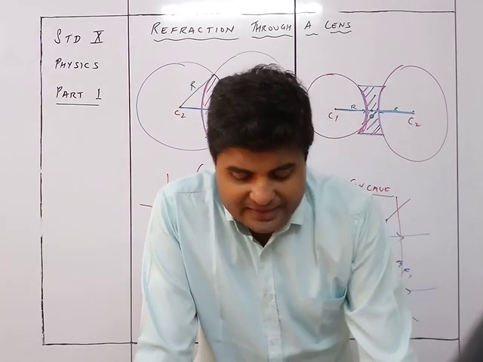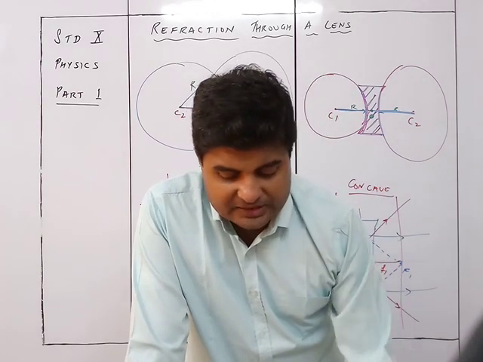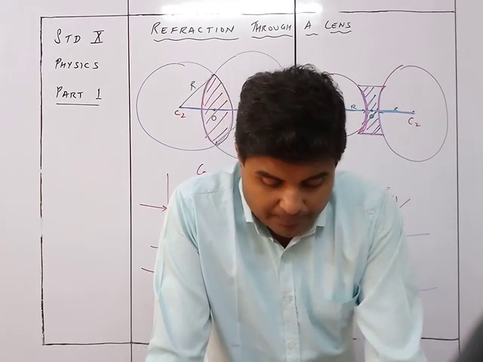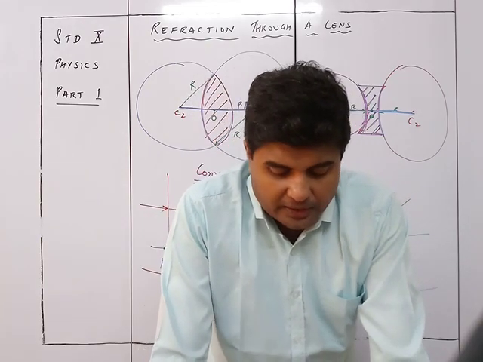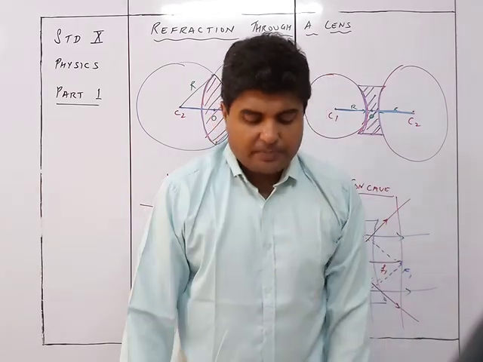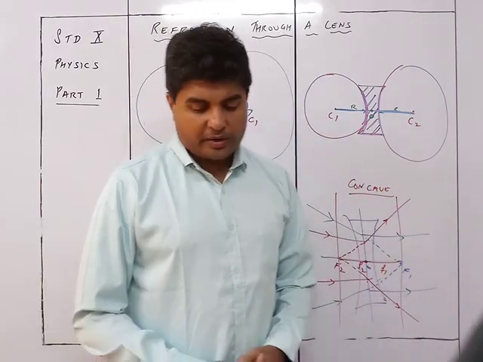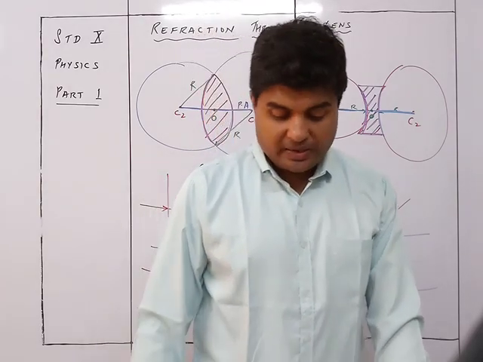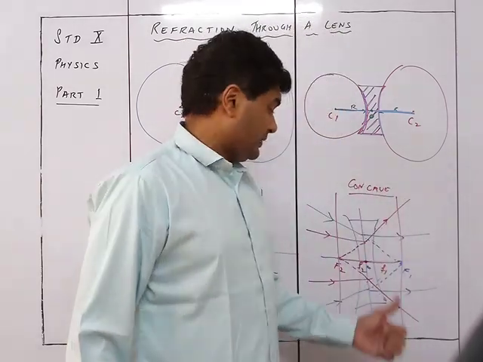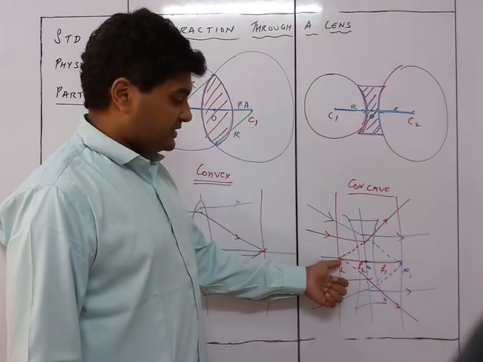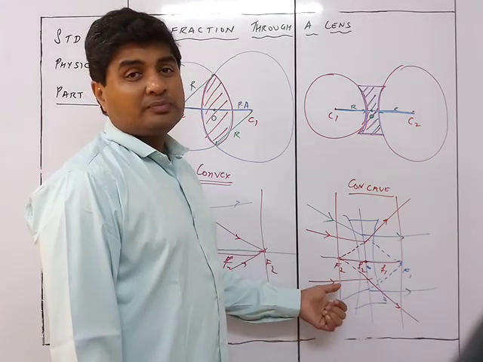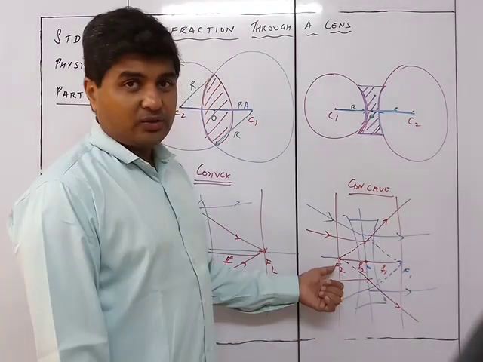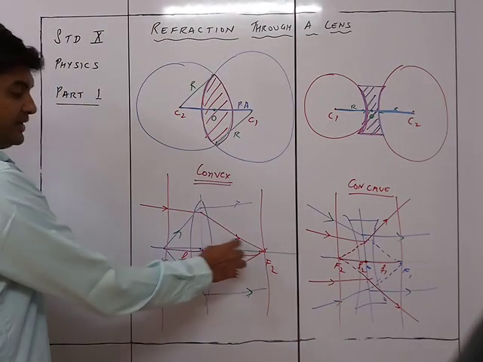A convex lens has a real focus because the parallel rays incident on the convex lens, after refraction, actually pass through that point. In the concave lens, the focus is virtual because the parallel rays incident on the concave lens, after refraction, do not actually pass through it, but appear to be diverging from that point. So here you can see the dotted lines, which means this F2 is a virtual focal point, whereas here it is real.